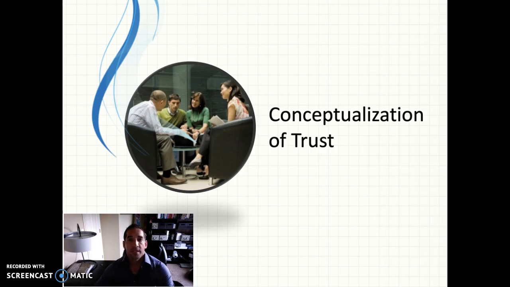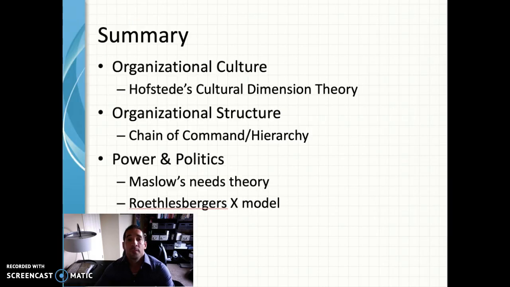work by discussing the concepts behind the why and the how trust fails in the workplace, and a few theories that apply to the conceptualization of trust. I will be summarizing Task 2 of our project. Task 2 covered the conceptualization of trust.